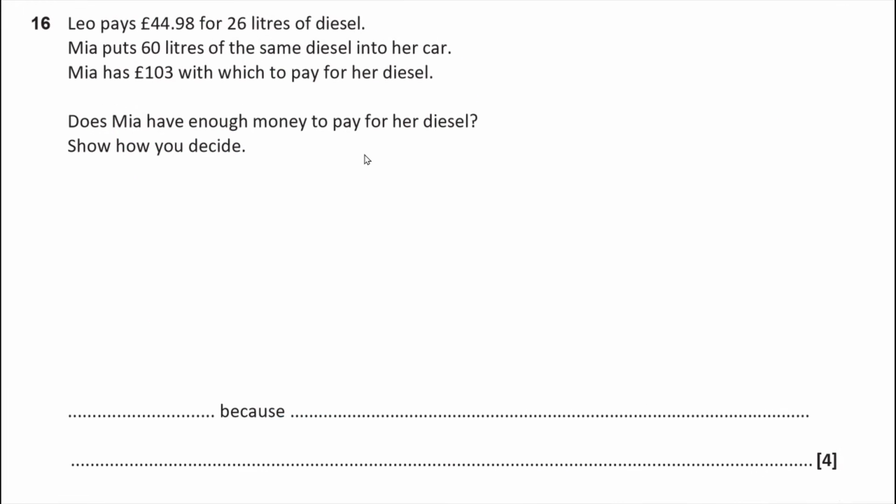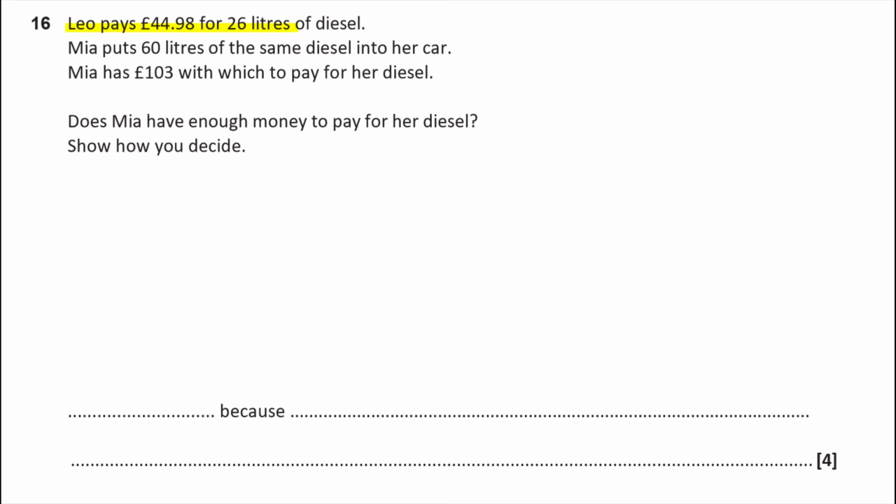£88.16. Question 16. Leo pays £44.98 for 26 litres of diesel. Mia puts 60 litres of the same diesel in her car. Mia has £103 with which to pay for her diesel. Does Mia have enough money to pay for her diesel? Show how you decide. Okay. Well, let's start with what Leo paid and how much he got for it. So if Leo pays £44.98 for 26 litres, then what's the cost of 1 litre?